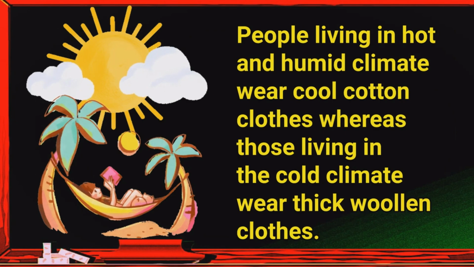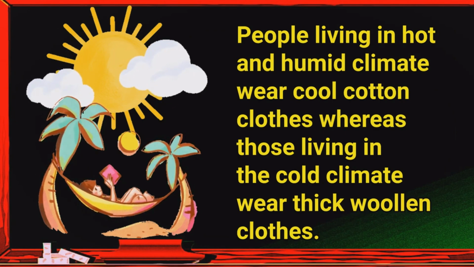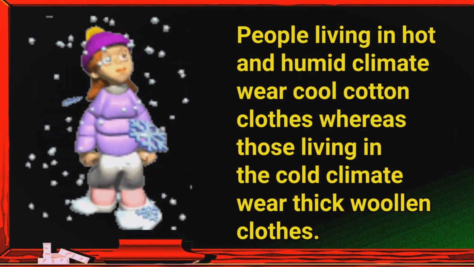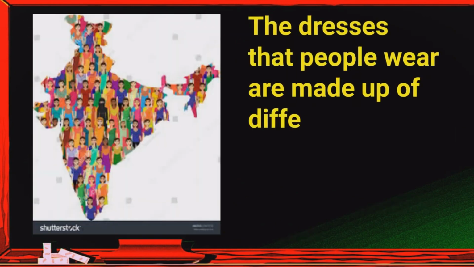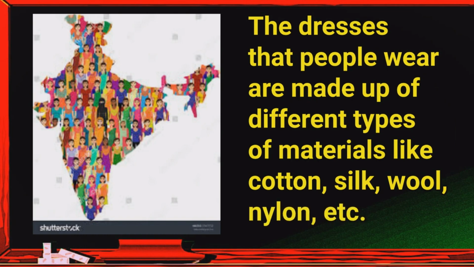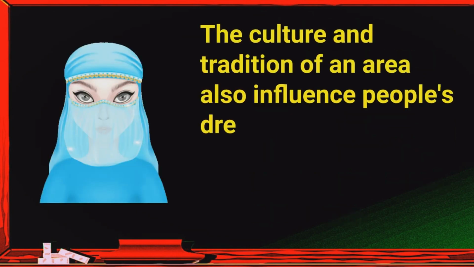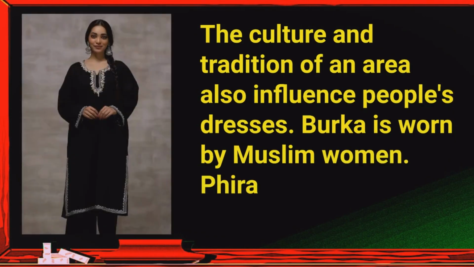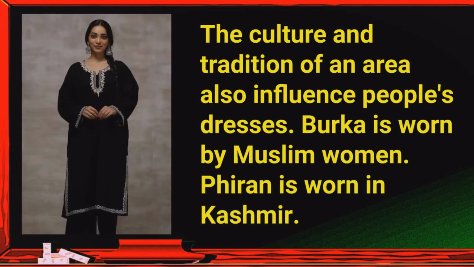People living in hot and humid climate wear cool cotton clothes, whereas those living in the cold climate wear thick woolen clothes. The dresses that people wear are made up of different types of materials like cotton, silk, wool, nylon, etc. The culture and tradition of an area also influence people's dresses. Burqa is worn by Muslim women. Firan is worn in Kashmir.